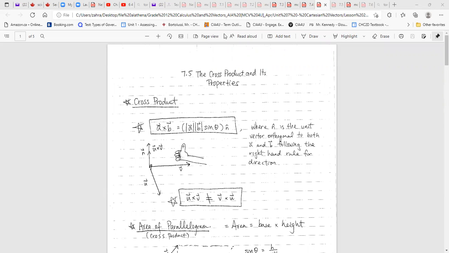7.5, the cross product and its properties. Cross product. Okay, what is the cross product? When two vectors' cross product is A, and this is the symbol of the cross. This means the magnitude of the first vector multiplied by the magnitude of the second vector multiplied by sine of the angle between them. The result of the cross product is a vector, and the direction of this vector is n hat. N hat, how do we find the direction of the n hat?